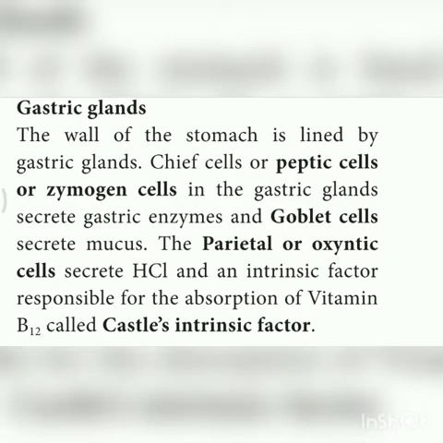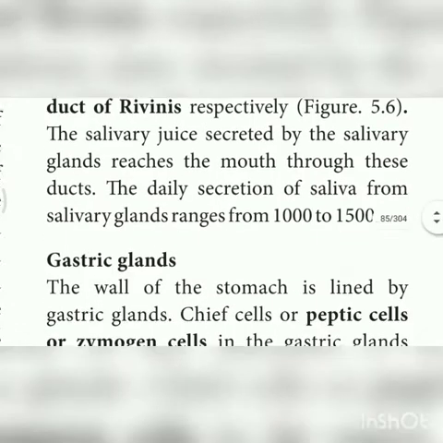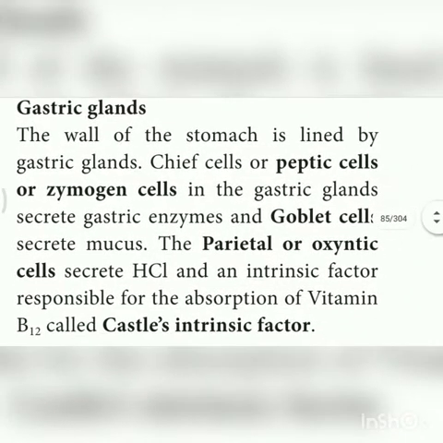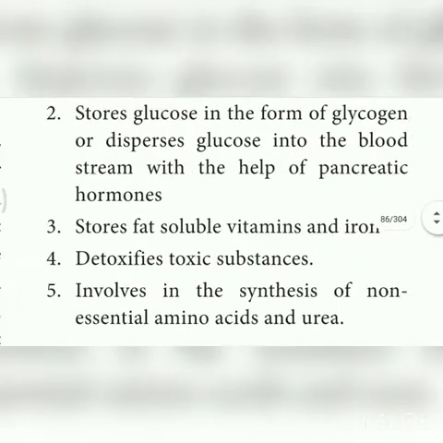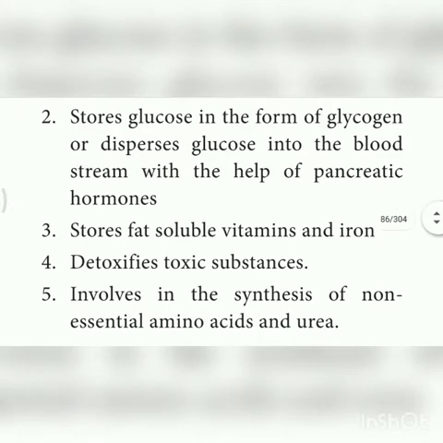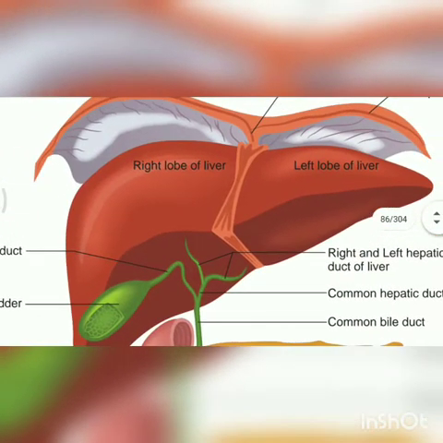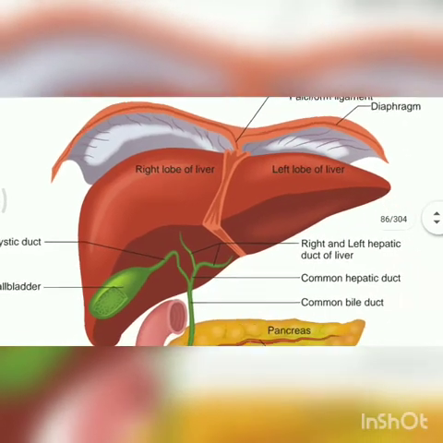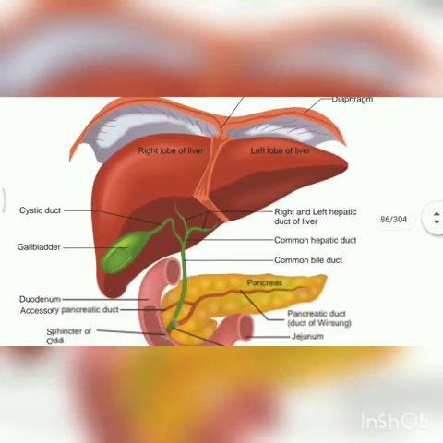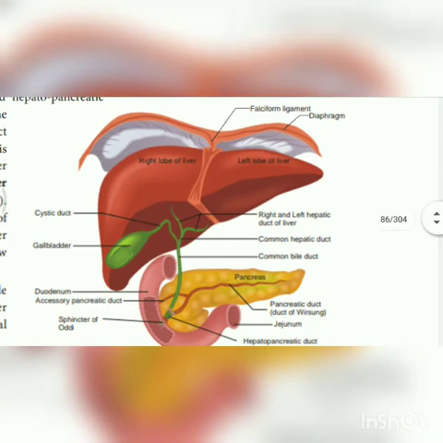Peptic cells secrete gastric enzymes. Goblet cells secrete mucus, and the parietal or oxyntic cell secretes hydrochloric acid. You have to read the functions of liver. There are several functions of liver. It is also an important 3-mark question, and you have to draw the diagram of liver and pancreas and mark the parts. So draw the structure of liver and pancreas and mark the parts, right?